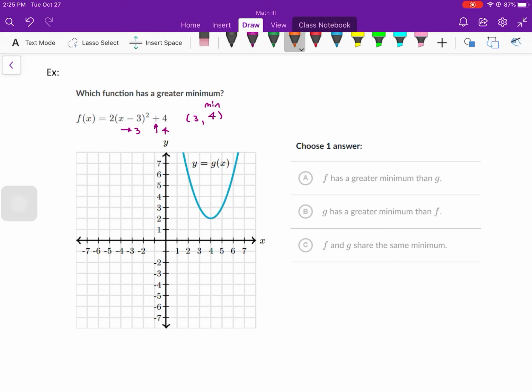Let's look at the graph. This is g of x. It's to the right 4 and has a minimum of 2. So which one's greater? Which one's a greater minimum value? 4 would be a greater minimum value. This one has the minimum of 2, and this one has that minimum of 4. So 4 is greater than 2. So f, once again, will have the greater minimum value.